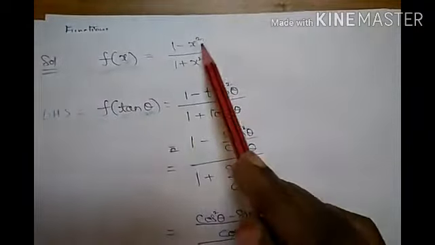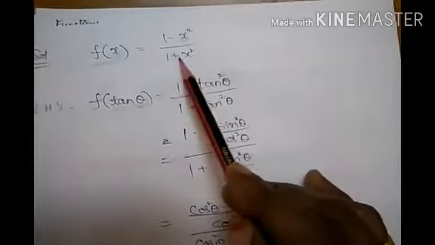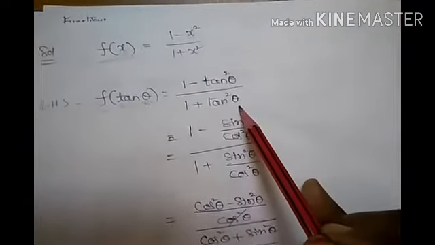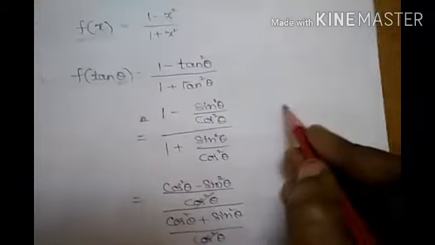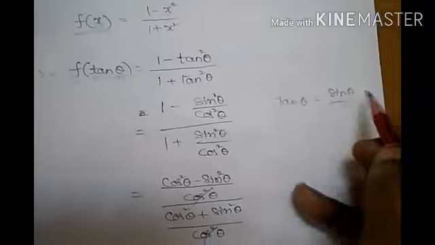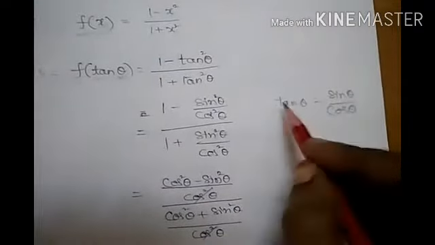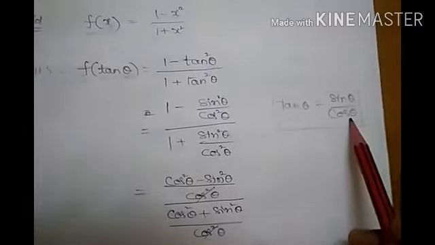So 1 minus x square becomes 1 minus tan square theta, and 1 plus x square becomes 1 plus tan square theta. That is equal to, we know from your previous classes, tan theta equal to what? Sin theta by cos theta. Understood? In your previous classes, we know that tan theta equal to sin theta by cos theta.